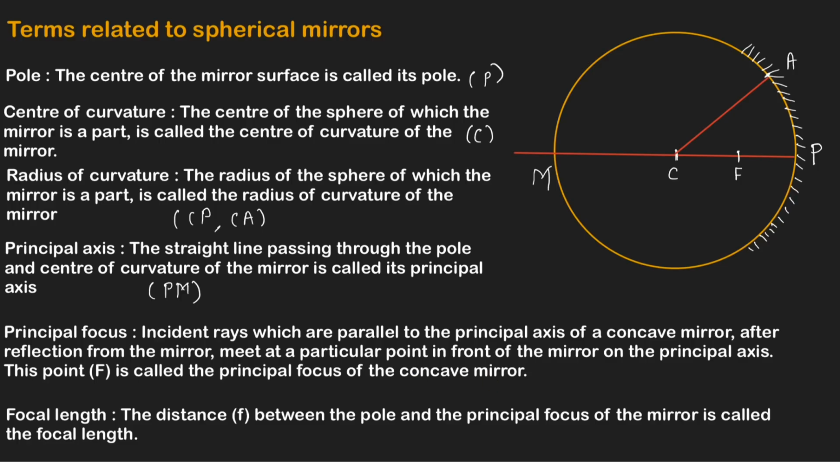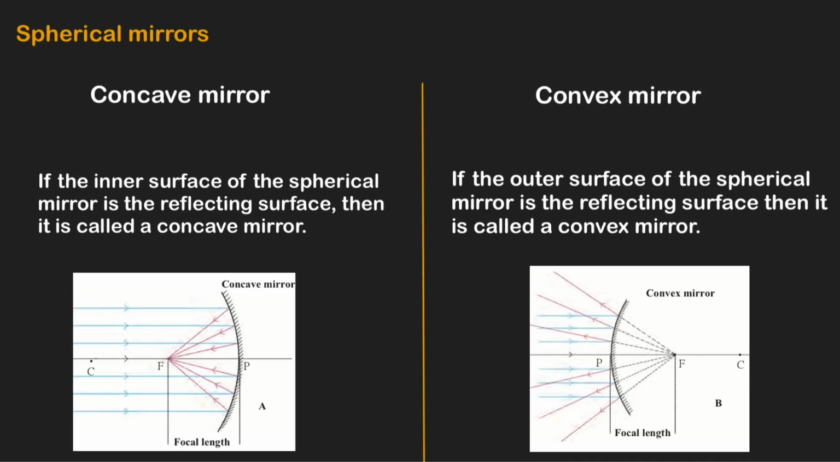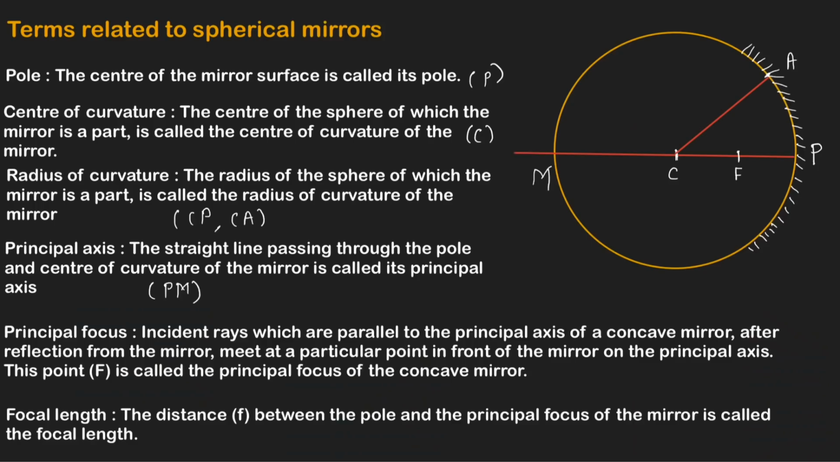So for understanding this point, you have to know the rules which are used for drawing the ray diagram. Here we can see there is a concave mirror. When the rays are parallel to the principal axis, after reflection they pass through one point which is on the principal axis. That point we call the focus. Okay, here is the definition of that point.